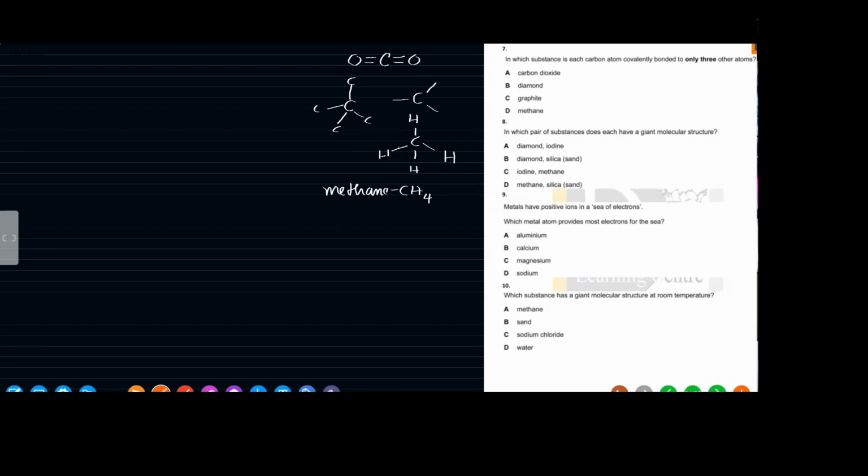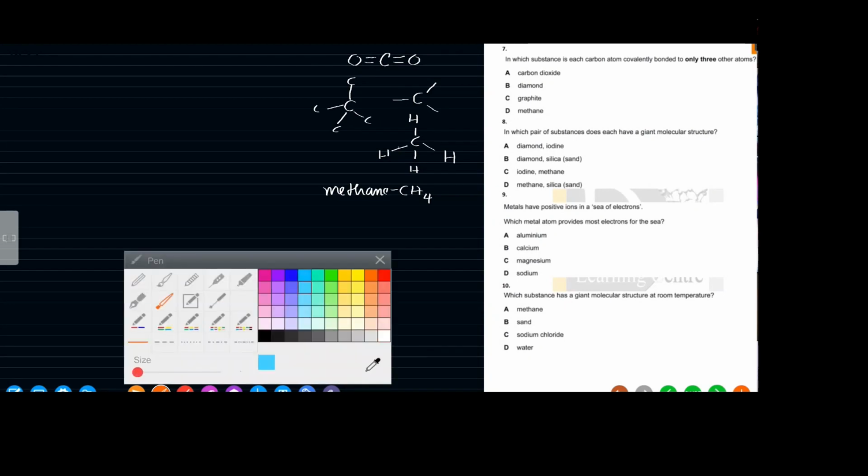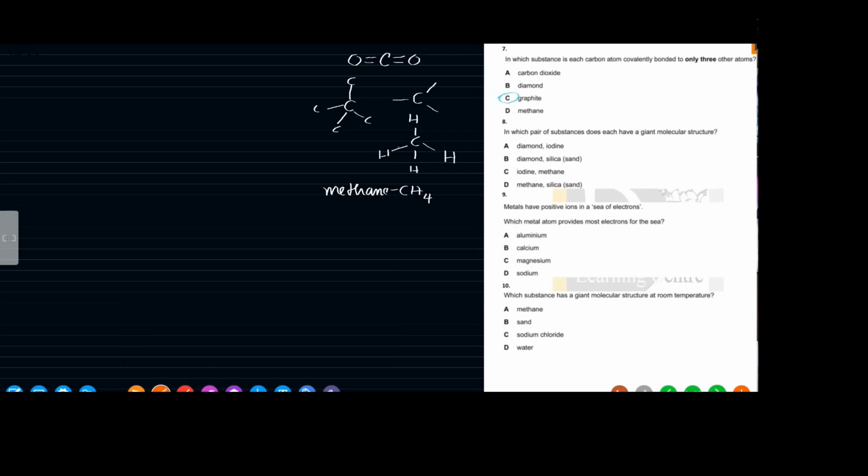In which pair of substances does each have a giant molecular structure? It's going to be diamond and silica, right? There is no doubt, that's the easy one. But for your further reference, iodine is simple molecular. Methane, we just learned, is a gas and it's simple molecular. And silica, we all know it's sand.